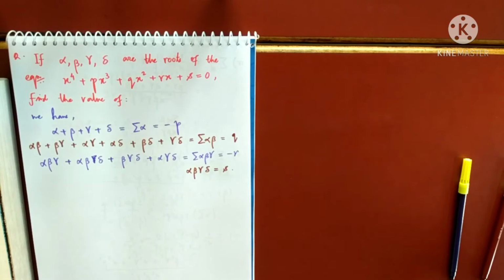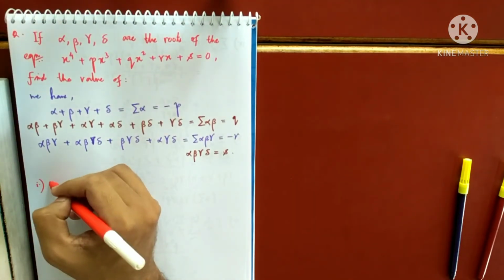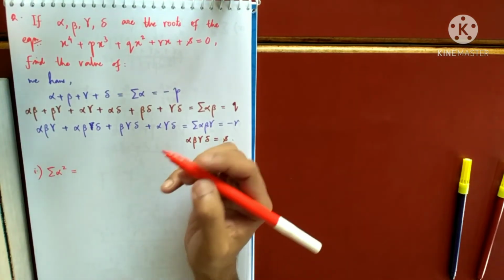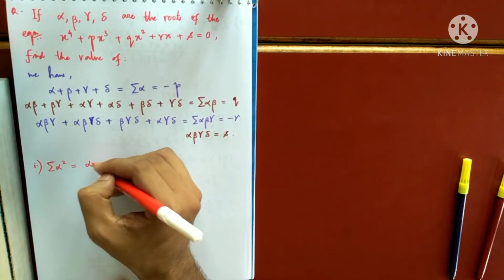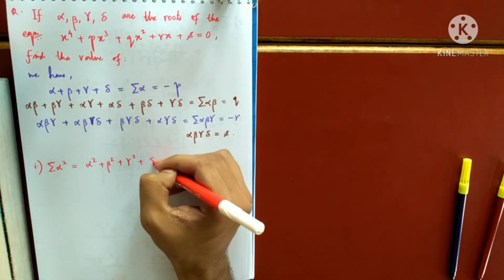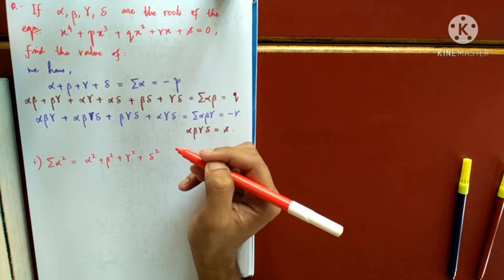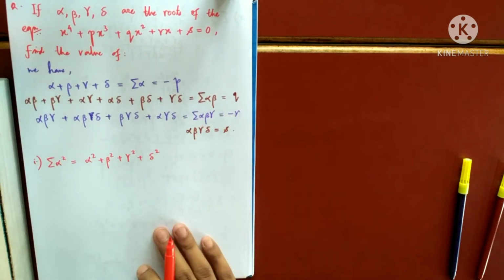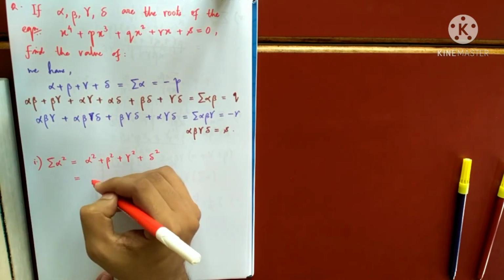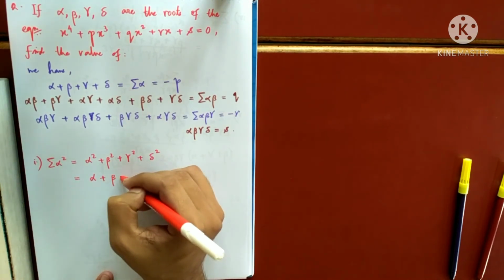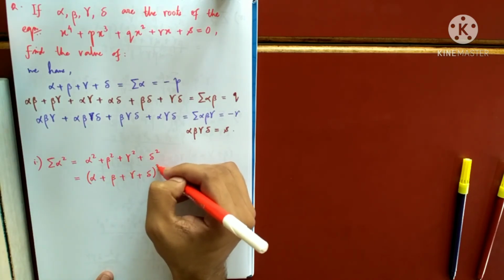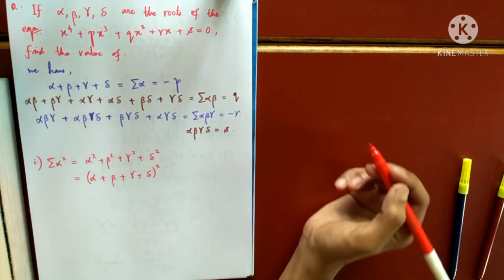With the help of these things, I have to find the value of summation alpha square. What is summation alpha square? It is alpha square plus beta square plus gamma square plus delta square, right? This is what I have here this time. Now again the same logic. I will write this as alpha plus beta plus gamma plus delta whole square, right?